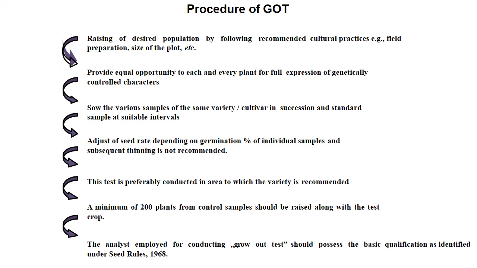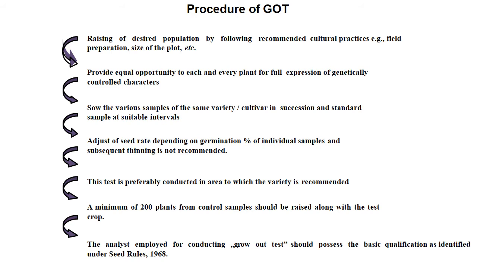Procedure for the growout test. The first step is raising the desired population by following recommended cultural practices, for example field preparation, size of the plot, etc. Then provide equal opportunity to each and every plant for full expression of genetically controlled characters. Sow the various samples of the same variety or cultivar in succession and the standard sample at suitable intervals. Adjust the seed rate depending on the germination percentage of individual samples; subsequent thinning is not required.